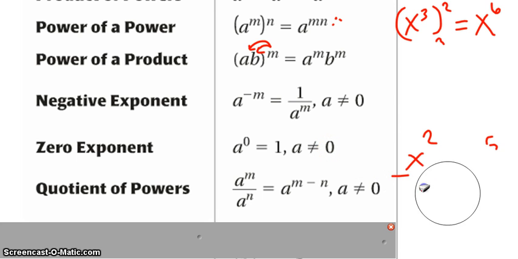Okay, and then the last one, this thing is super sensitive. I don't know what the problem is.